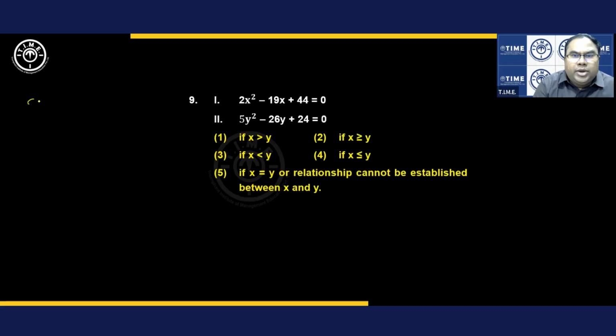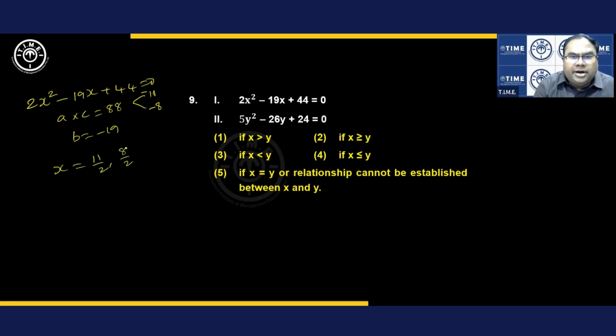Then we have the ninth question, 2x square minus 19x plus 44 is equal to 0. So what is a into c? 88. A into c positive, so write b as sum of two numbers. We can write it as 11 and 8. I want minus 19, so minus 11, minus 8. X is equal to, change the sign, 11 by 2, comma 8 by 2. That is 4.